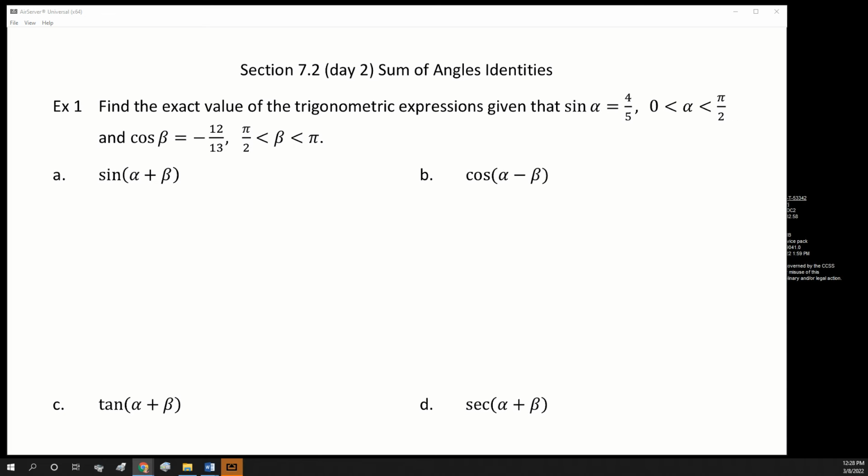All right, so we're gonna talk about the sum of angles identities again.